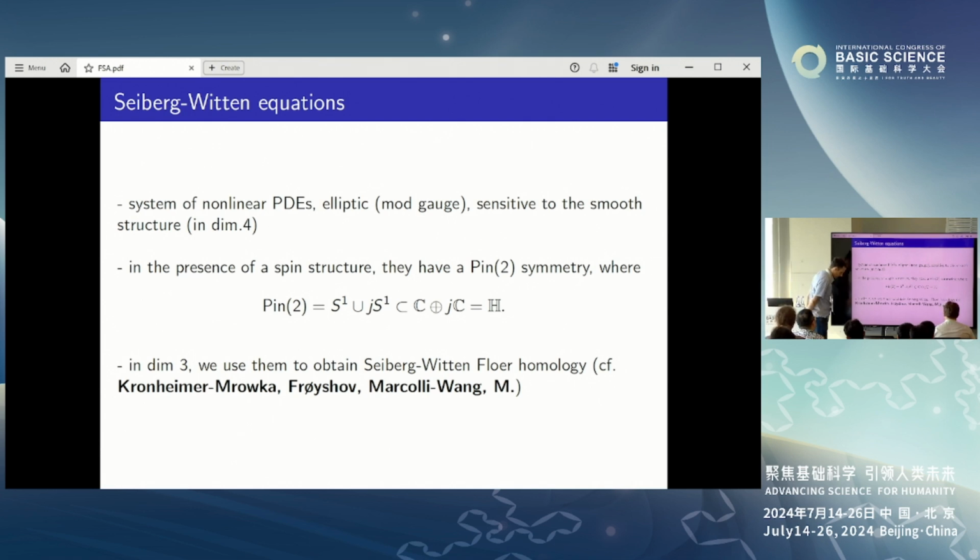So what do you do with these equations? Well, you construct invariants, and in dimension 3, you get something called Seiberg-Witten Floer homology. Let me just say it's an algebraic gadget that encapsulates the solutions to these equations. It's an abelian group; in fact, it's a module over some ring. Originally, people just looked at the S1 symmetry. There's a book by Kronheimer and Mrowka, and alternate constructions by Furuta-Ohta, Manolescu, Lin, and myself.